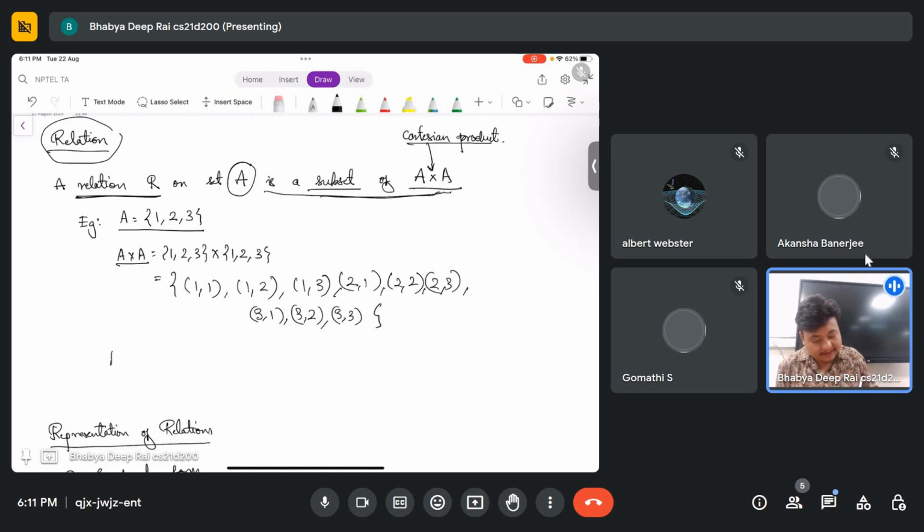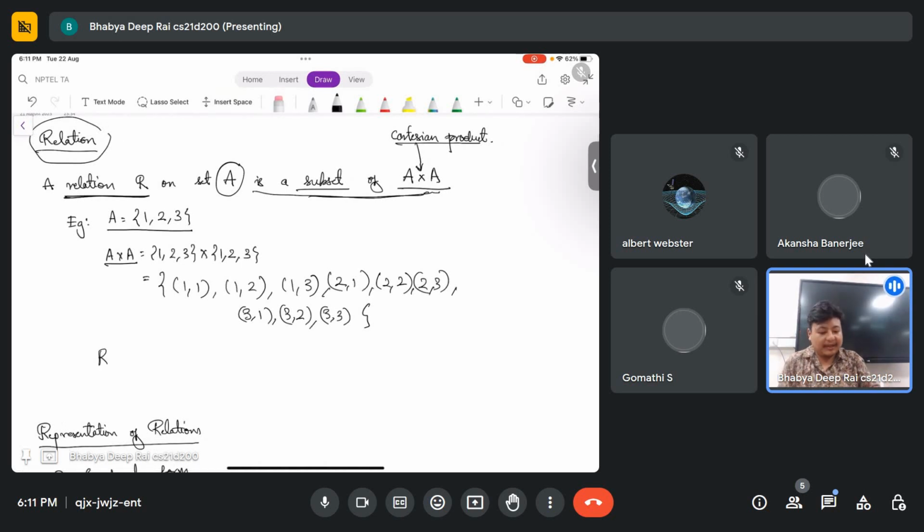Now, what are we saying R is? A relation R is simply a subset of the cross product. What is a subset? I can take any set of elements from here, and that is what I call a subset. So for example, for R, let's say I take 1 comma 1 from there, I take 1 comma 3, I take 2 comma 3, and let's say 3 comma 2. This is a relation on the set A.